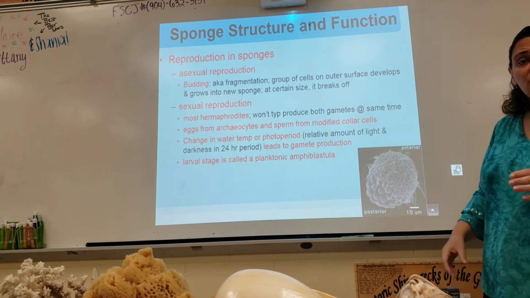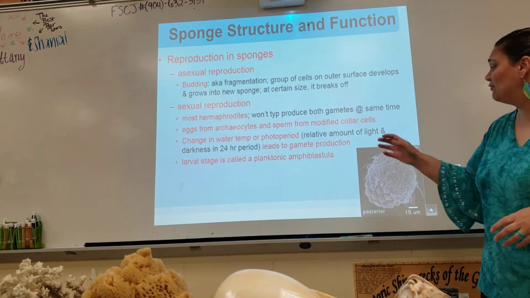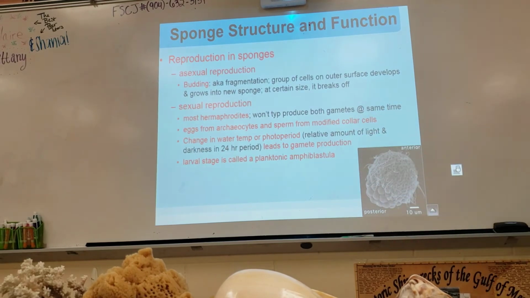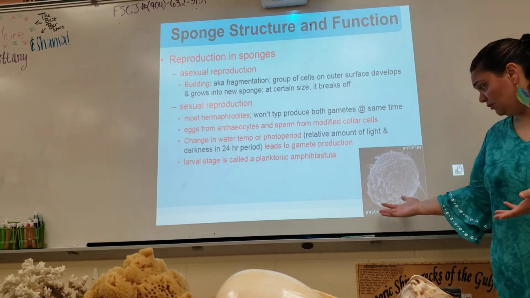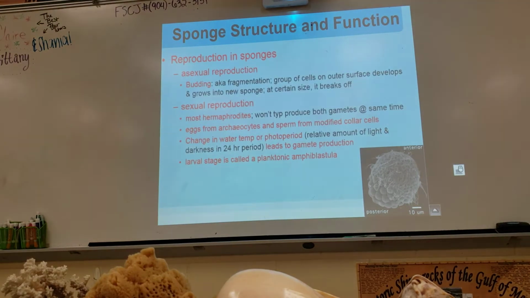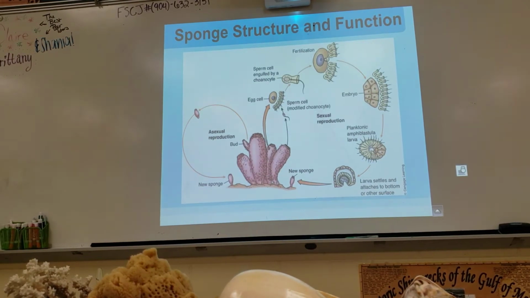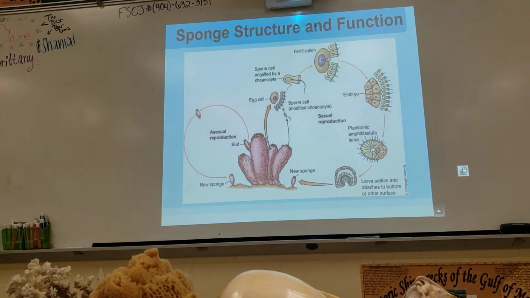Blastula, remember, is a ball of cells. Amphiblastula is the same thing in sponges. Blastula is what it's called in humans and other animals. Amphiblastula is the same thing, just a different name and a slightly different setup. Here's the life cycle for sponges. Really kind of neat to see it.